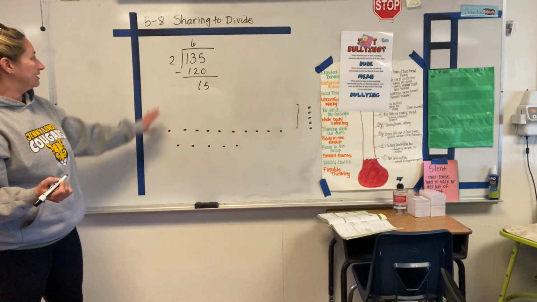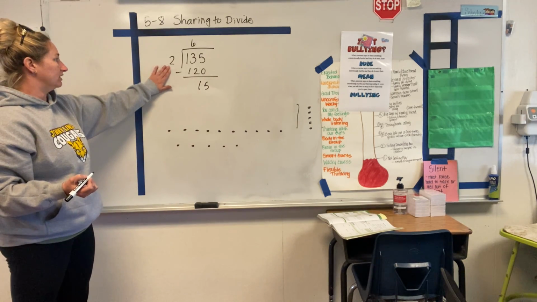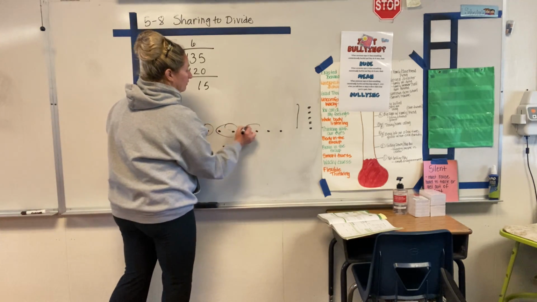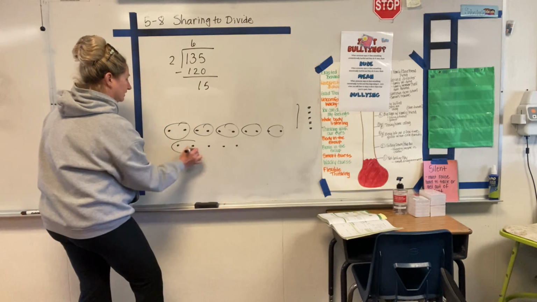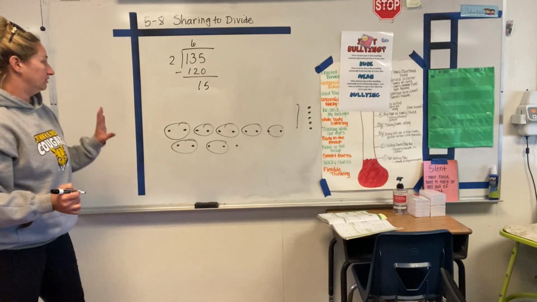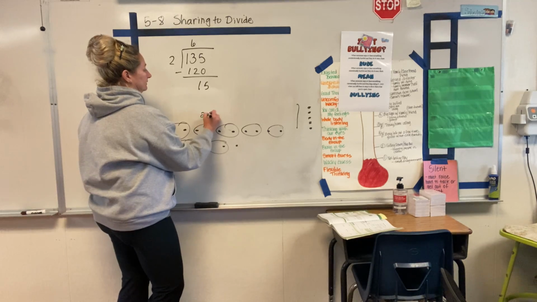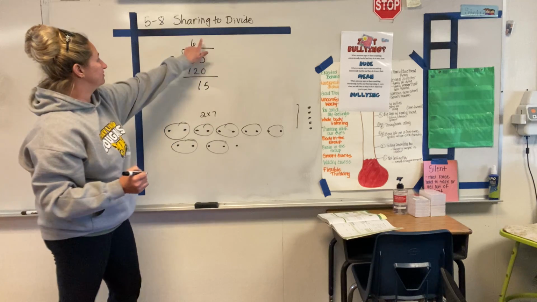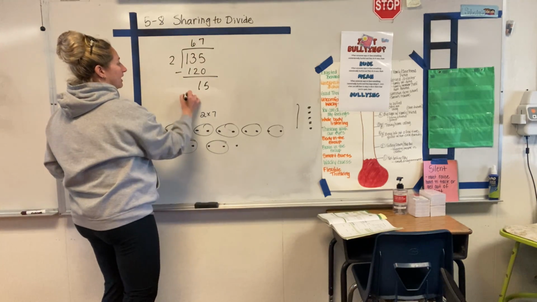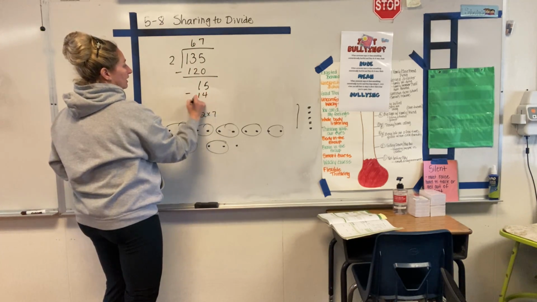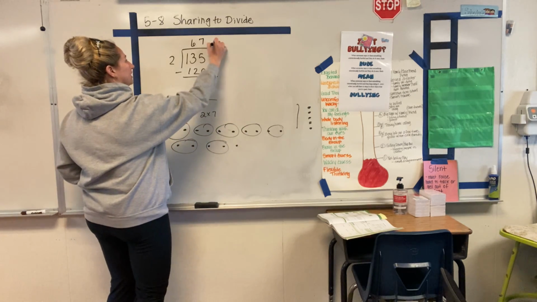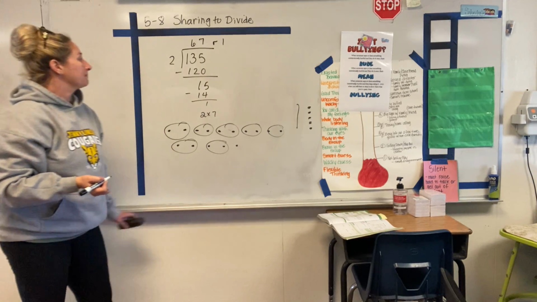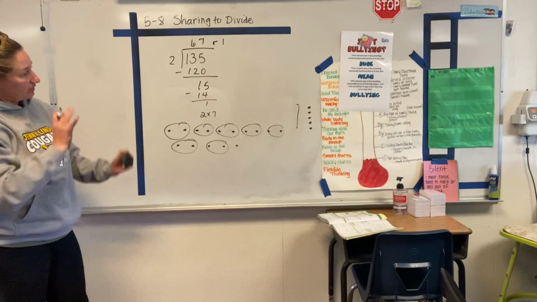Okay, so then I'm going to say, how many groups of 2 can I get out of 15? So 1, 2, 3, 4, 5, 6, 7. 7 groups of 2. So that's going to be 2 times 7. And then look, there's 1 left. So my 7 is going to go up here. Minus, that's 14. And look, there's 1 left. So remainder 1. Okay, so 67, remainder 1. Okay, I'm going to erase that.